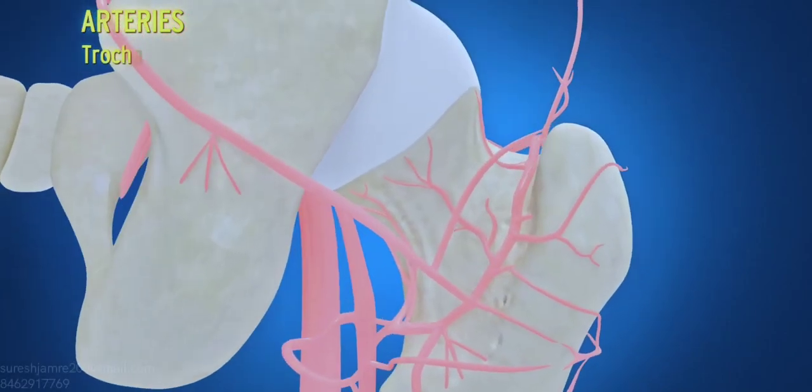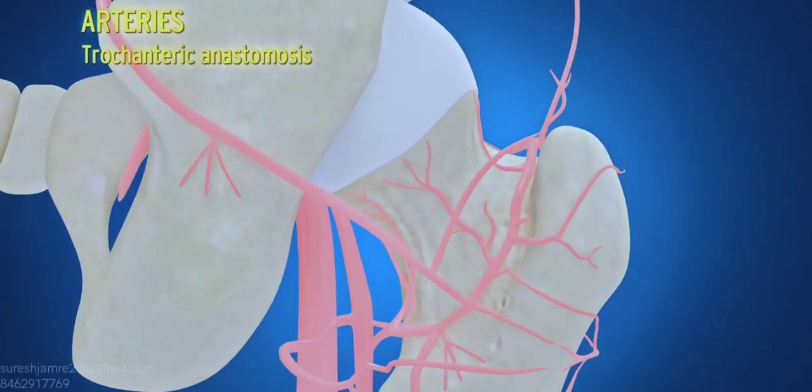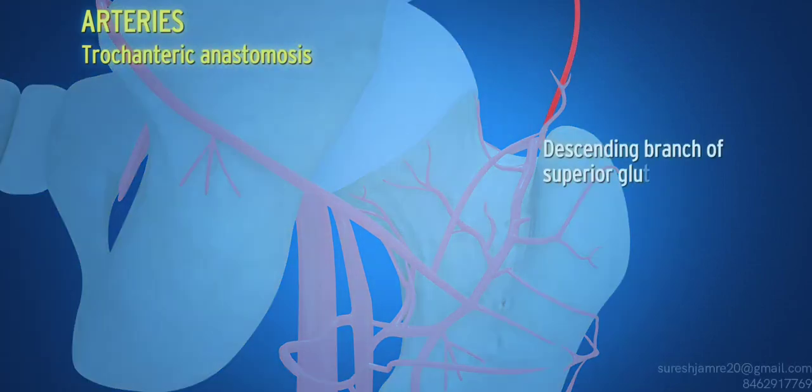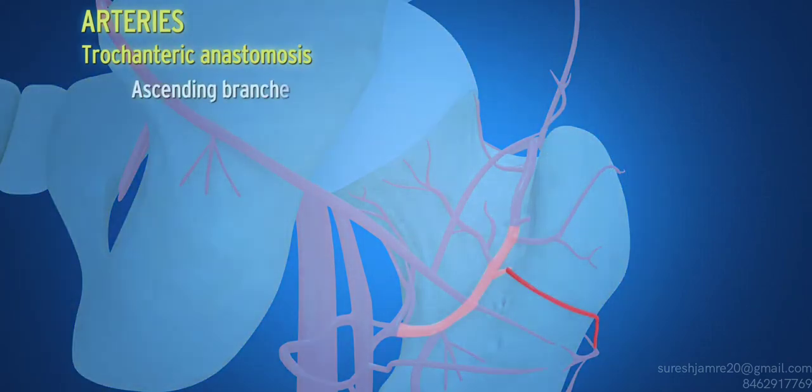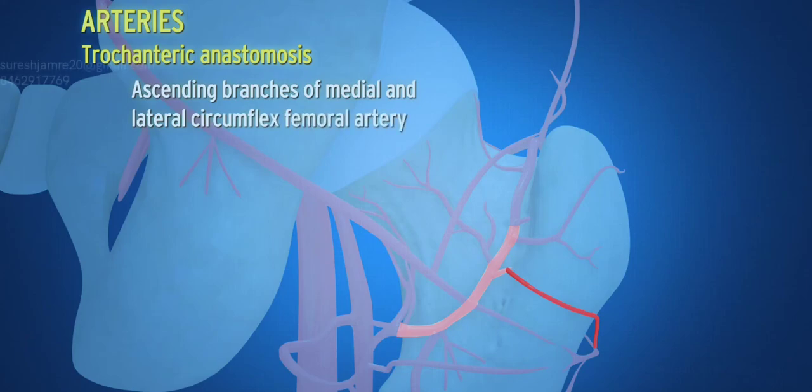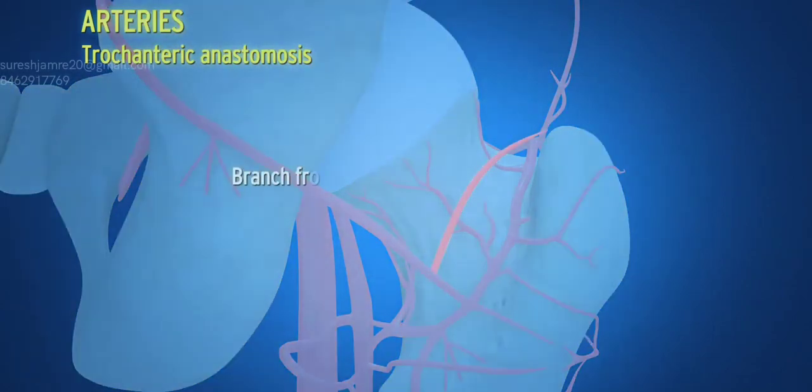Trochanteric anastomosis. It is present in the trochanteric fossa. It provides blood to the head of femur. It is formed by descending branch of superior gluteal artery, ascending branches of medial and lateral circumflex femoral artery, branch from inferior gluteal artery.